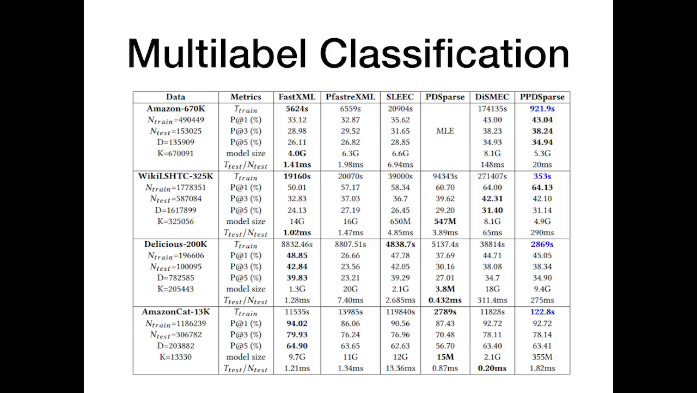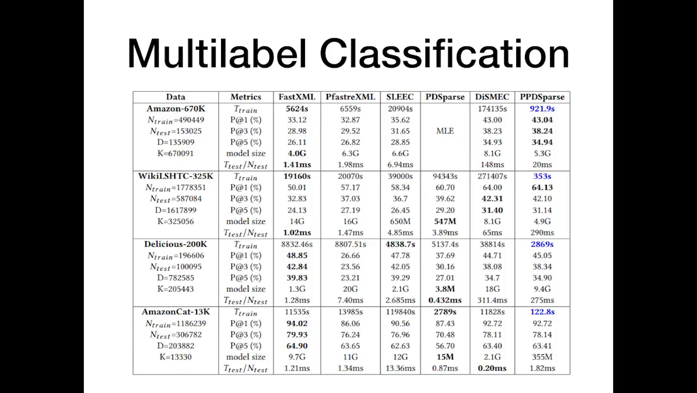Okay, so here are some results. Since I don't have a lot of time, let's just look over the first row, and then I'll stop. The first row is Amazon 670K. Here I have 500,000 training samples, and K is 670,000 labels. And here, PDSparse did not even load into memory. It ran out of memory because each compute node did not have a very large memory. And PPDSparse not only did not run out of memory, it was one of the fastest.